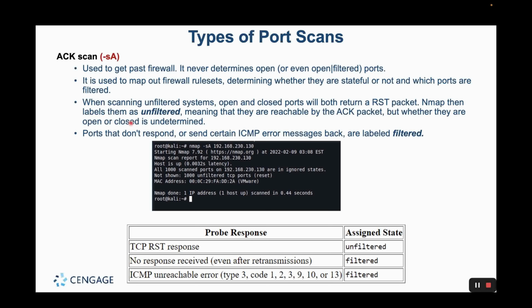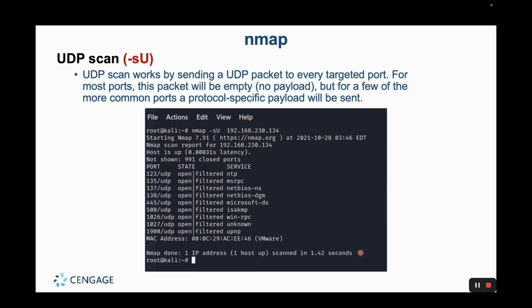Nmap then labels them as unfiltered, meaning that they are reachable by the acknowledge packet, but whether they are open or closed is undetermined. Ports that do not respond or send certain ICMP error messages back are labeled filtered, as you see right here. ICMP, this is filtered. No response received even after retransmission is filtered. TCP reset response is unfiltered.